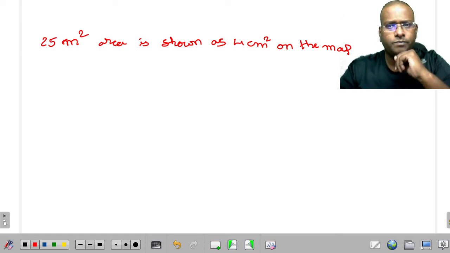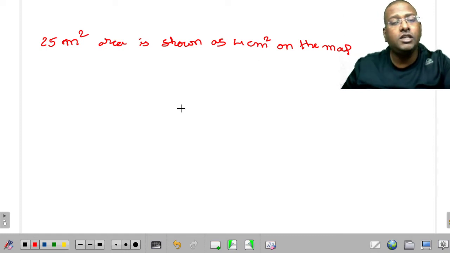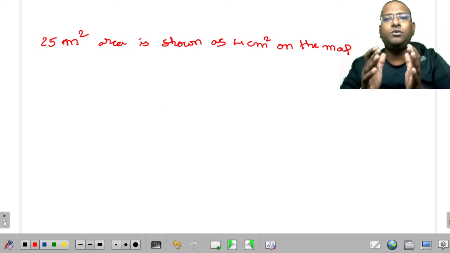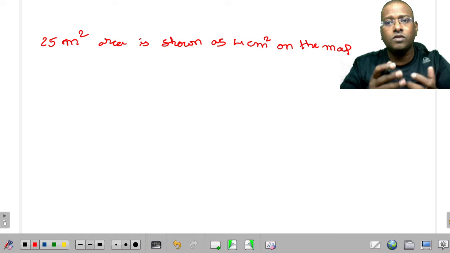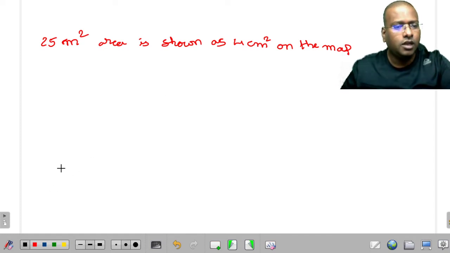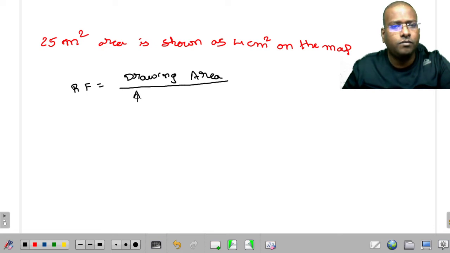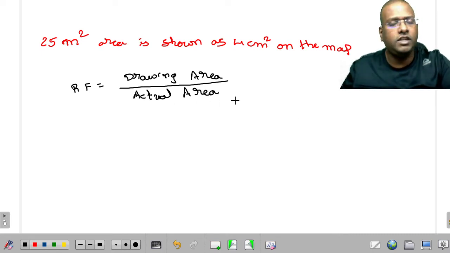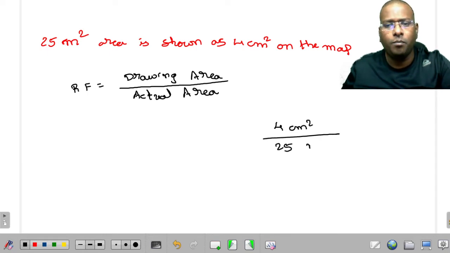Then how do we find the representative factor for this? Meaning how many times it is reduced or enlarged? How should I know? With the help of this, can I write representative factor is equal to drawing area divided by actual area? Most people, if they are not aware of it, will write it like this: 4 centimeters square divided by 25 meter square.